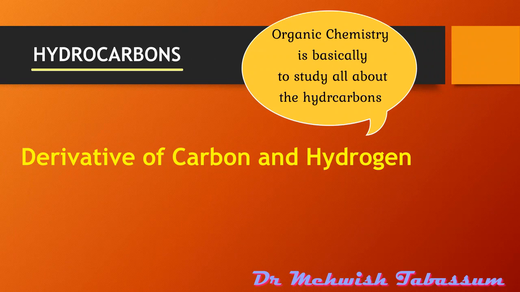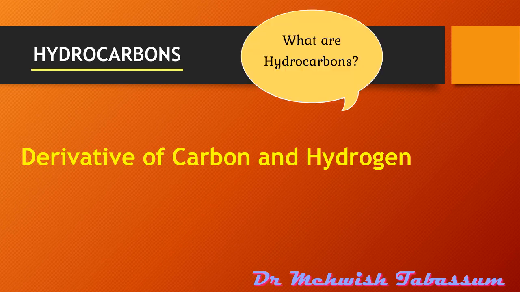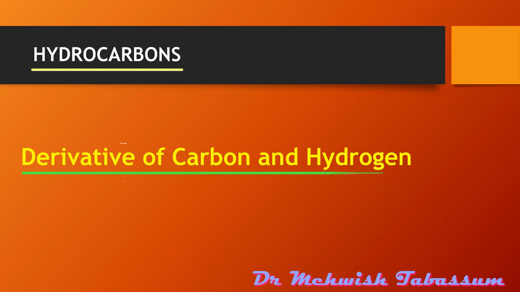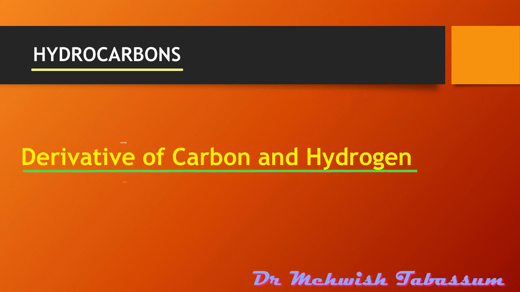Organic chemistry is basically the study all about the hydrocarbons. It is usually concerned with the study of hydrocarbons. So the question arises here, what are hydrocarbons? The derivative of carbon and hydrogen. How can we learn this? Hydro means hydrogen, carbon means carbon. So what are hydrocarbons? Hydrocarbons are the derivative of carbon and hydrogen, and their study is usually concerned with organic chemistry. So organic chemistry is totally based on the study of hydrocarbons.